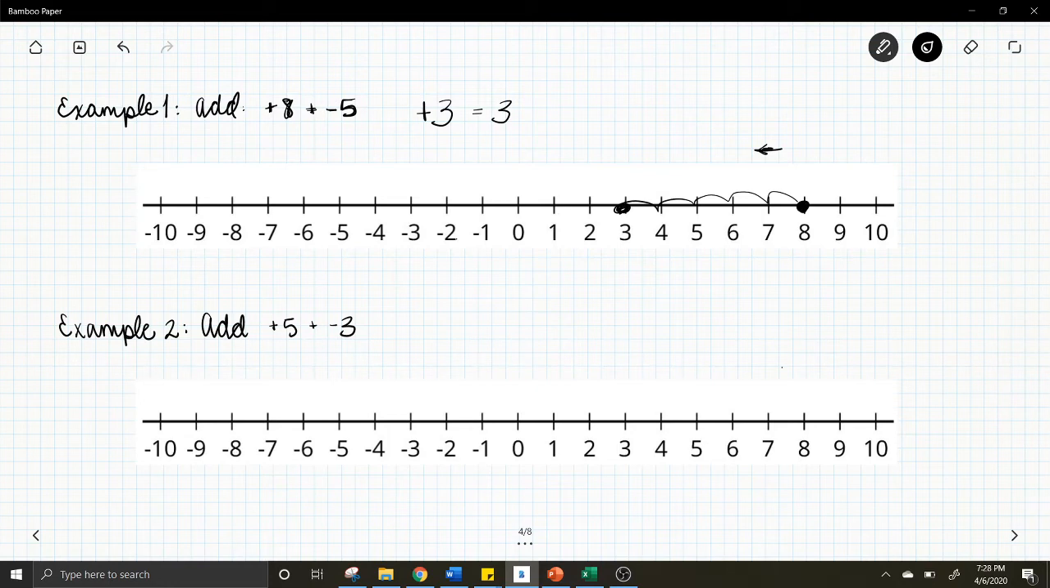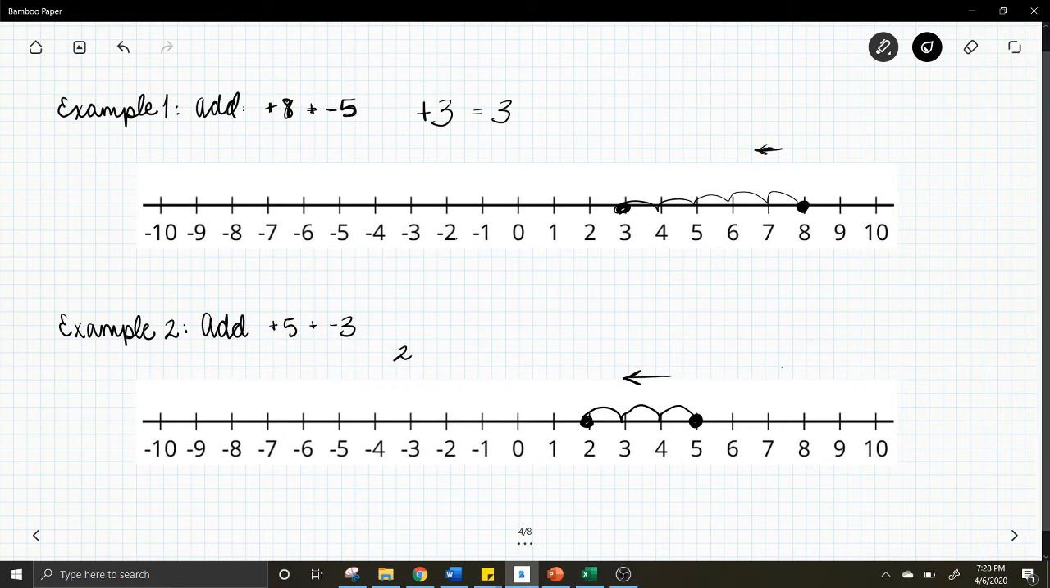Our second example, add positive 5 plus negative 3. So you can put a mark at the first integer they tell you, which is positive 5. And then they say we're adding negative 3. So we're adding a negative, which means we're moving to the left 3 spaces, 1, 2, 3. So what's our result? Positive 2 or 2.